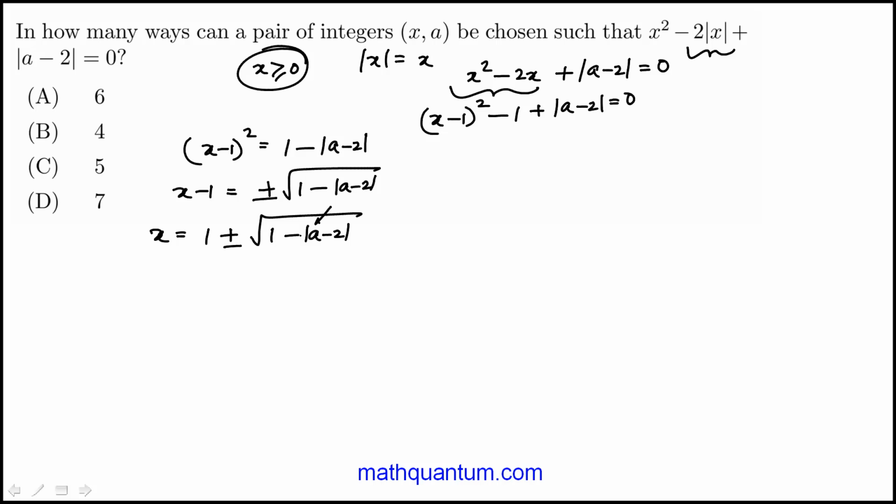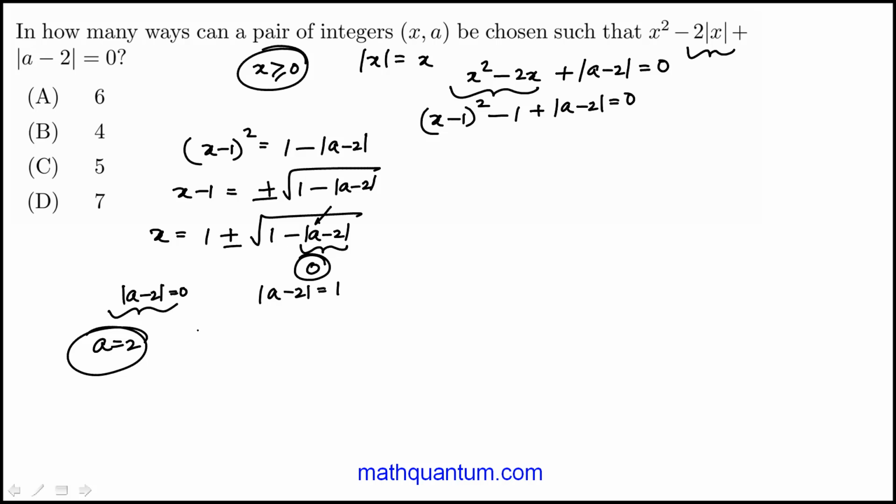And since this is 1 minus, my only options here are either 0, because that entire term has to be positive, so either absolute value of a minus 2 is 0 or absolute value of a minus 2 is 1, because a is constrained to be integer. Those are the only two possibilities. That would be the case when a is 2.